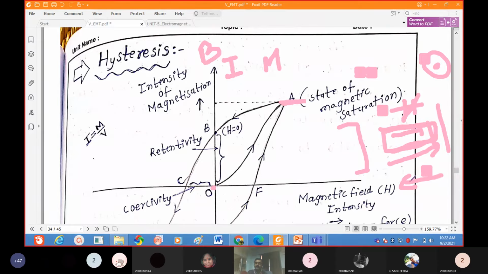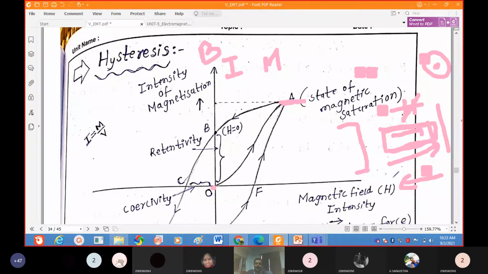With increasing applied magnetic field in the opposite direction, at a particular H value, the induced magnetic field will become zero. That means the B value becomes zero. That applied magnetic field, at which the opposite applied field makes the induced magnetic field zero, we call coercivity. So this is the definition of coercivity.